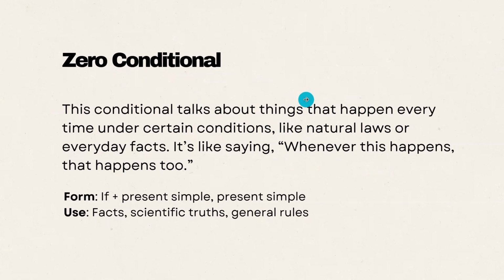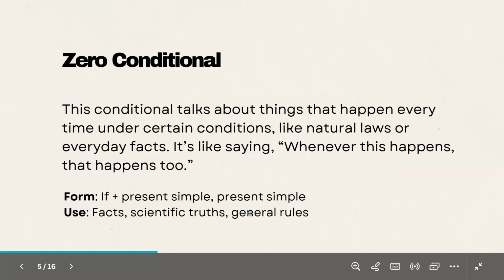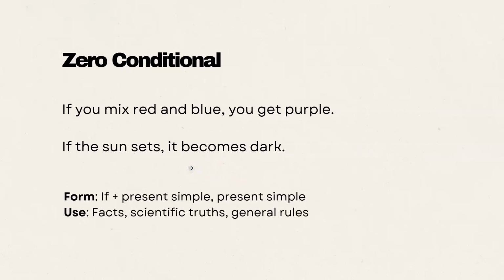Let's move on to the different types of conditionals, starting with the zero conditional. This is used for facts, truths, and rules, things that are always true under the same conditions. It's as easy as saying, if A happens, B happens, okay? For example, if you mix red and blue, you get purple.